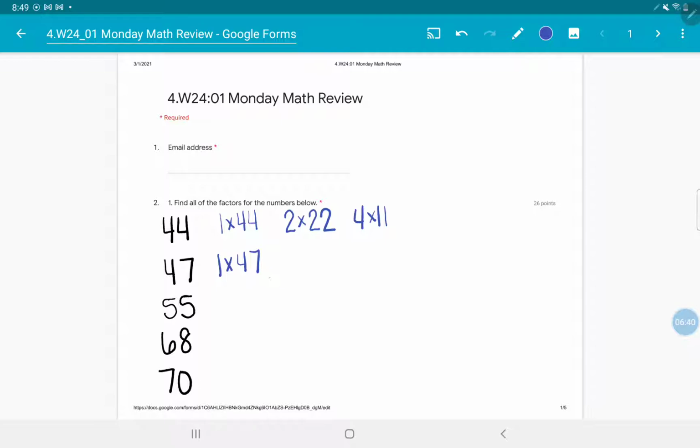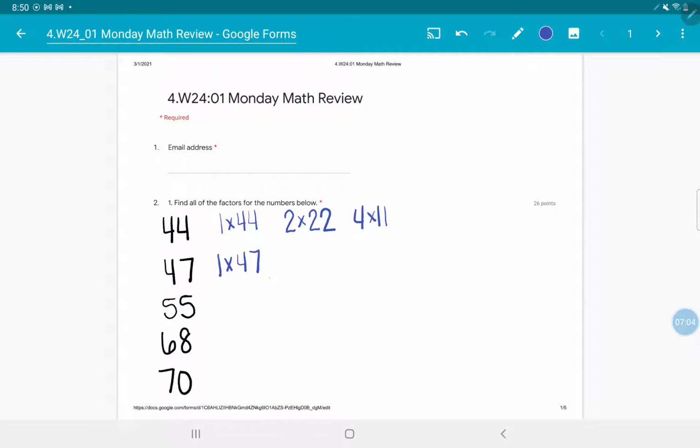Will 2 be a factor of 47? No. And how do we know it's not? What kind of number is it? It's an odd number, so 2 is not going to be a factor.